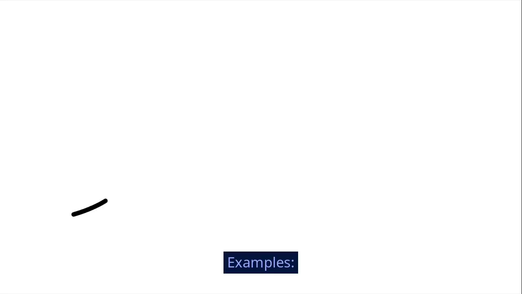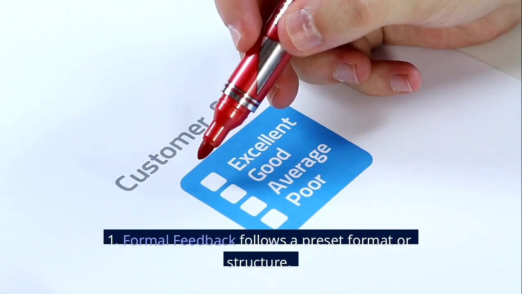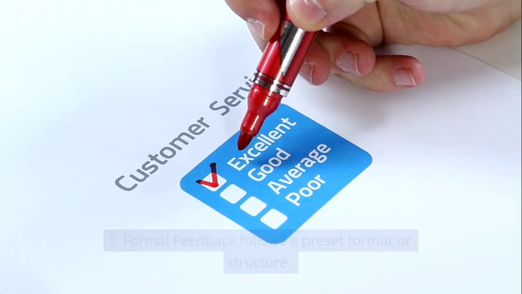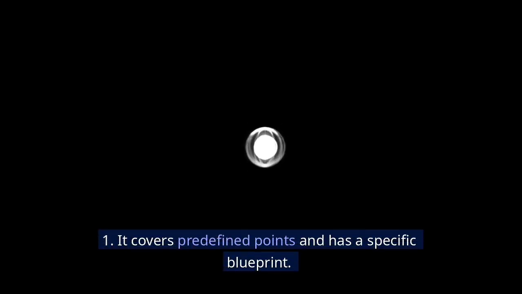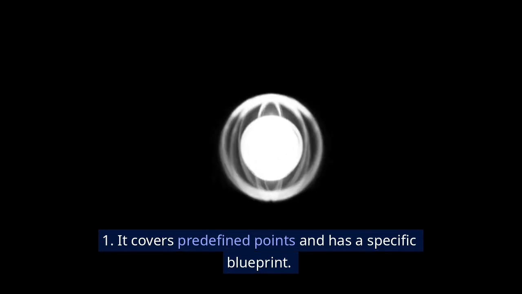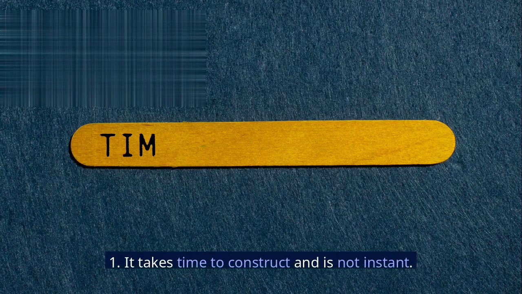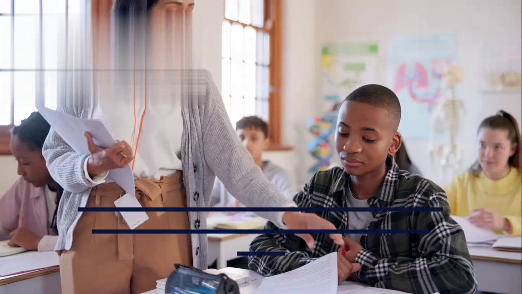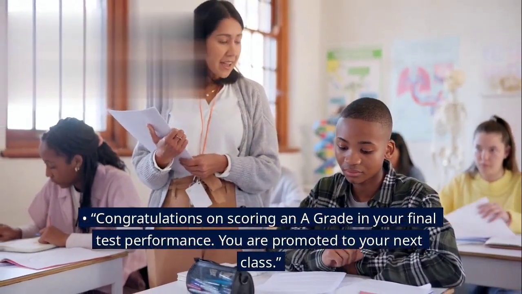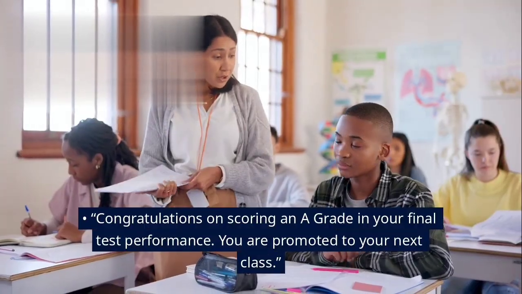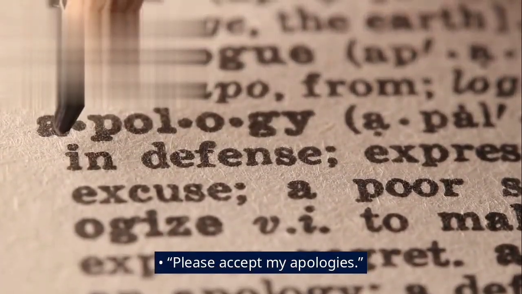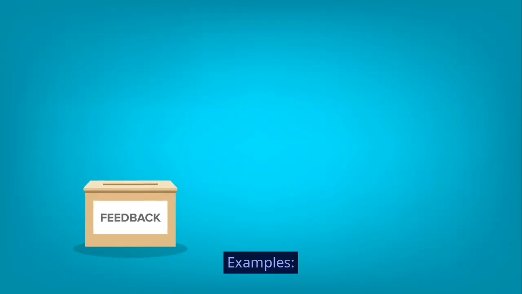1. Formal and informal feedback examples. 1. Formal feedback follows a preset format or structure. It covers predefined points and has a specific blueprint. It takes time to construct and is not instant. Examples: Congratulations on scoring an A grade in your final test performance. You are promoted to your next class. Please accept my apologies.